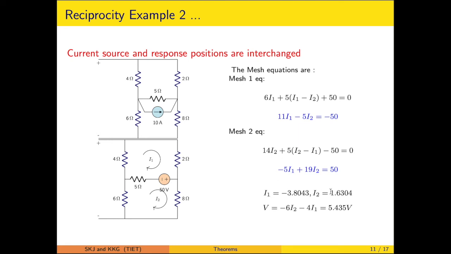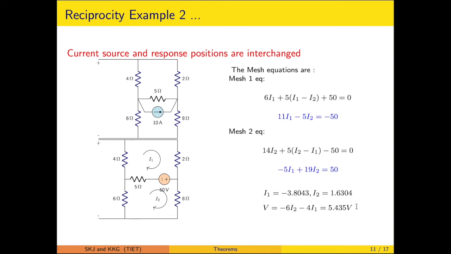These equations are solved, and now the voltage V is to be identified. That particular voltage V, you can say, is the voltage rise from this point to this point, or you can say the voltage drop across the 6 ohm resistor plus the voltage drop across the 4 ohm resistor. That is coming out to be 5.435.